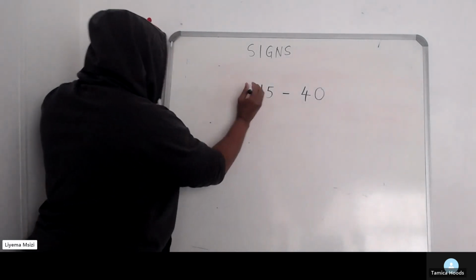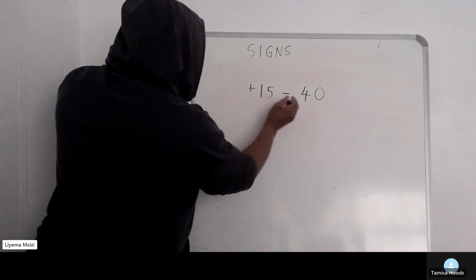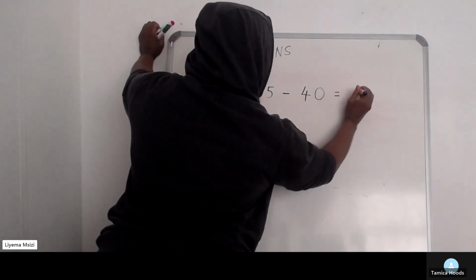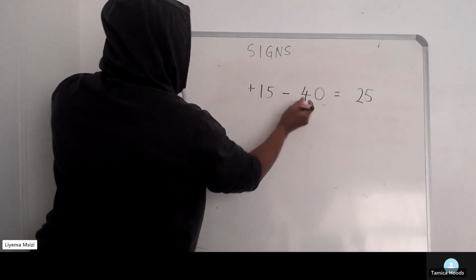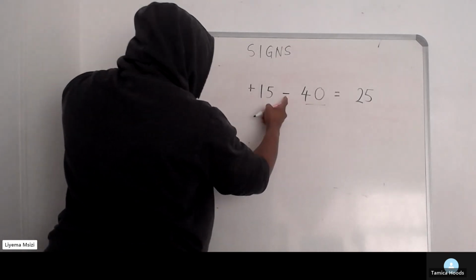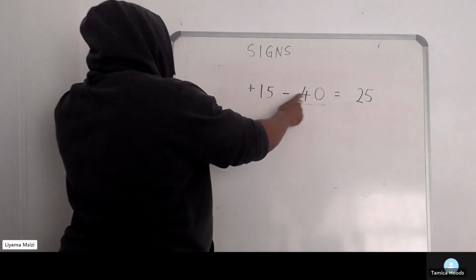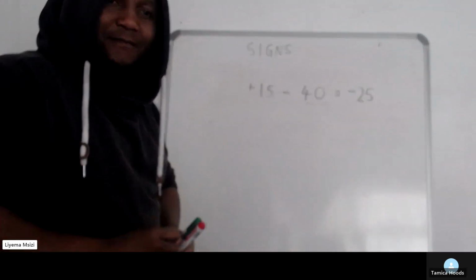So there's no sign here, and I'm going to say here there's a positive. And then we say these two signs are different, so we take the bigger number minus the smaller number, and it's going to give me 25. Our bigger number is 40, and I'm going to look on the left of that bigger number, which is a negative. Then we're going to say negative, and we're done.